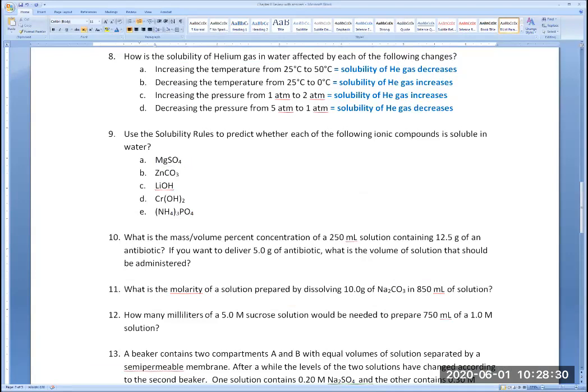Yes, it's soluble, because magnesium is not part of the exceptions for sulfate.